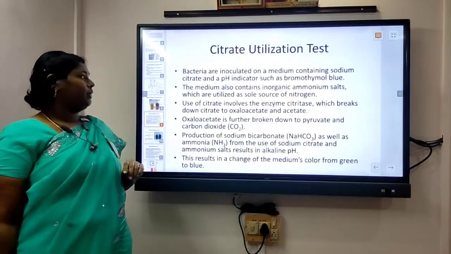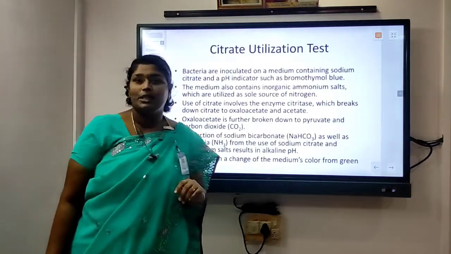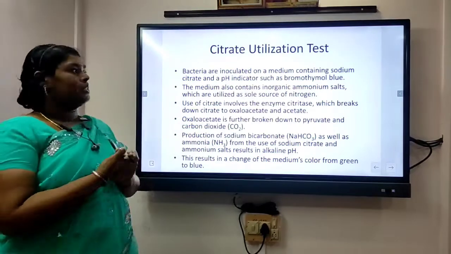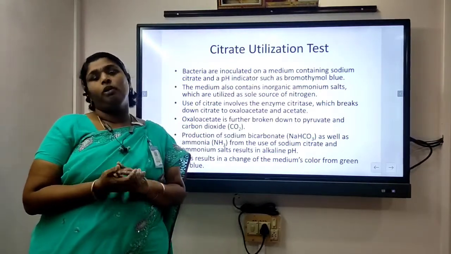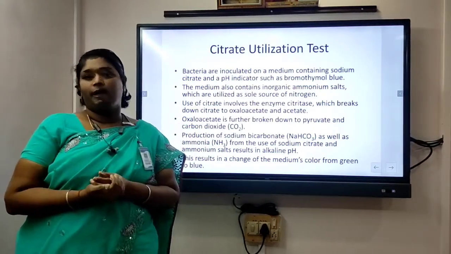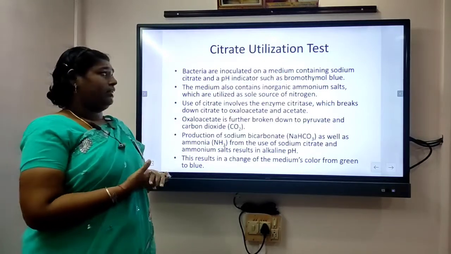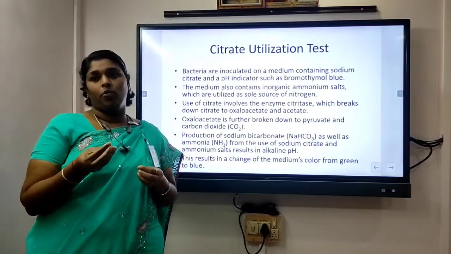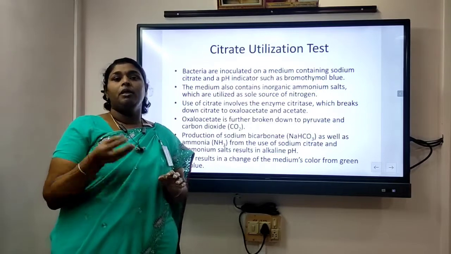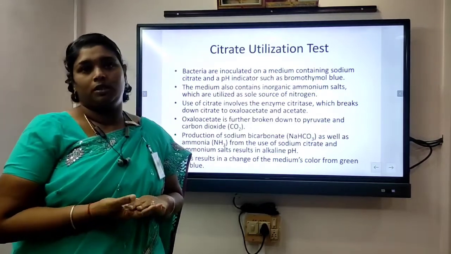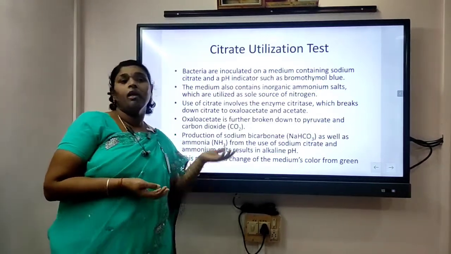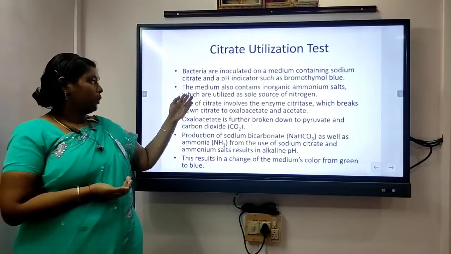So the next test we are going to see is the citrate utilization test. Okay, so citrate is a very complex compound, which cannot be utilized by all bacteria. So certain bacteria can utilize the citrate compound. In the citrate medium, it will be available as sodium citrate, not in the form of simple citrate. They will be available in the form of sodium citrate.